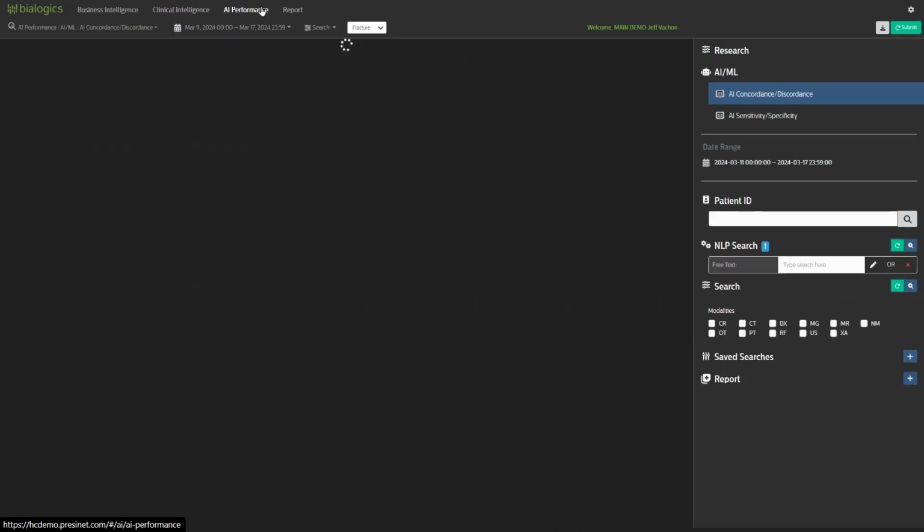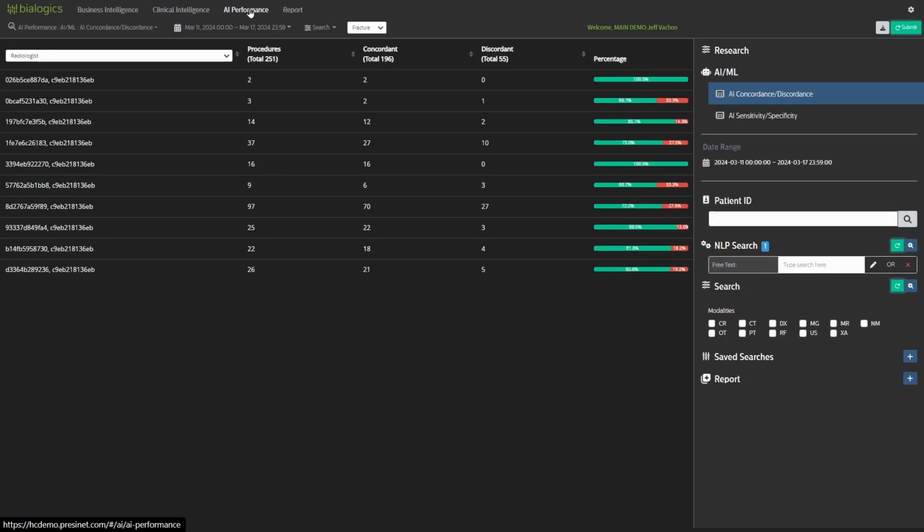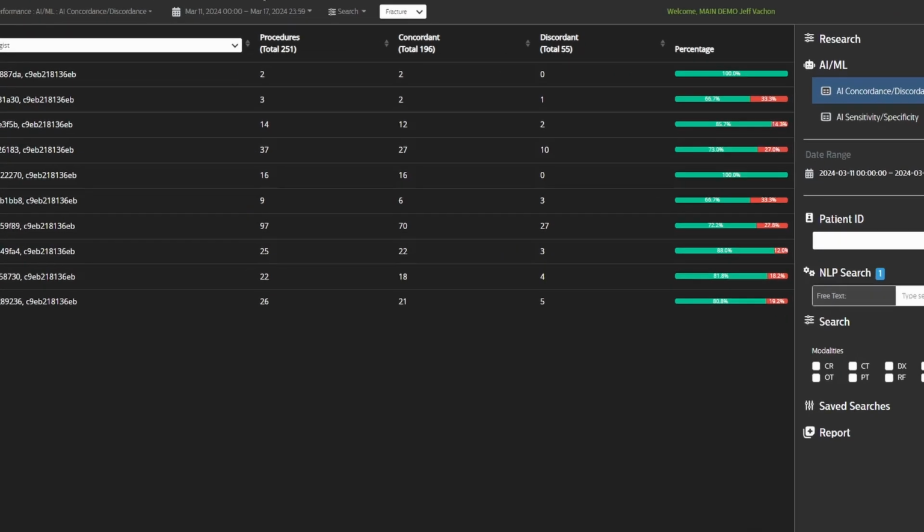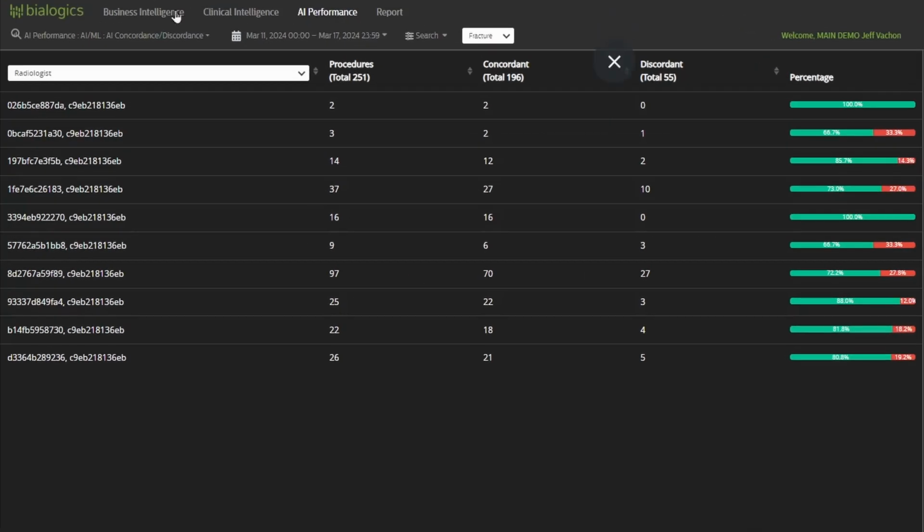Now AI performance looks at the output of your AI algorithm by capturing the secondary capture or the DICOM overlay of the DICOM header and comparing that output to the clinical findings of the radiologist. And as a result of that, we're able to determine a number of real-time analysis and monitoring of your AI algorithm, starting with concordance and discordance, where we can do a search by, for example, radiologists.